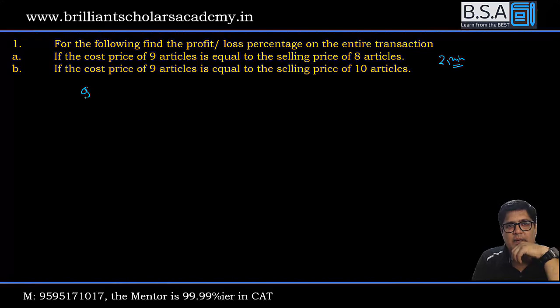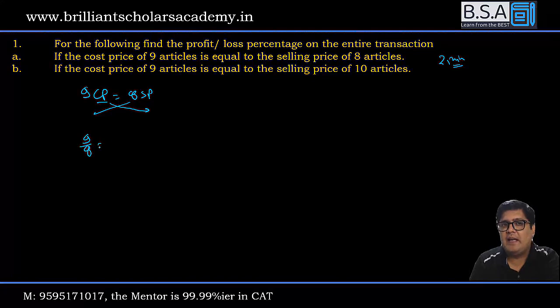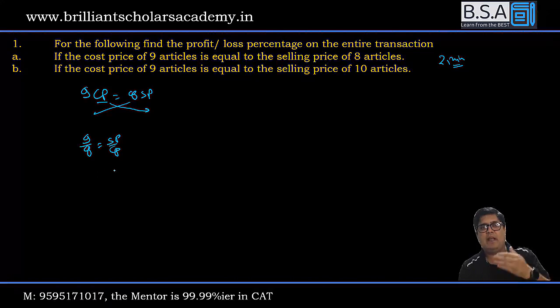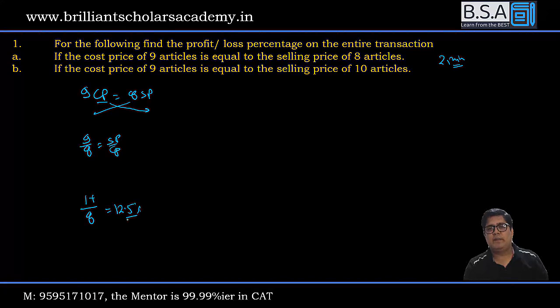9 into CP. Cost price is CP. There are 9 articles, is equal to 8 SP. CP should be below. This will go below. So 9 by 8 is equal to SP by CP. This makes me feel 8 rupees is the cost price, 9 rupees the selling price. So I have one gain, one extra on 8. 1 on 8 is 12.5%. So in first one, there is a profit of this.